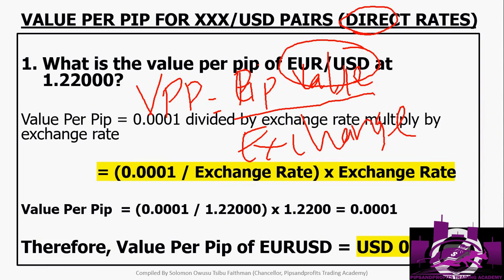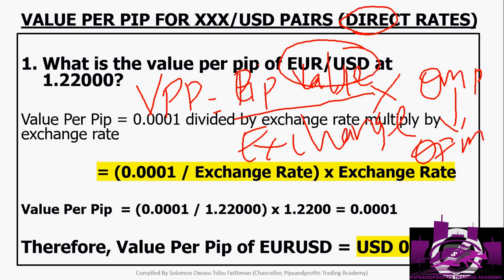Because it has a direct rate, we need to use the formula that we have earlier. We are saying that if it has a direct rate, you multiply again by the OMP. And we said the OMP is the same as open market price, which is in effect the exchange rate.